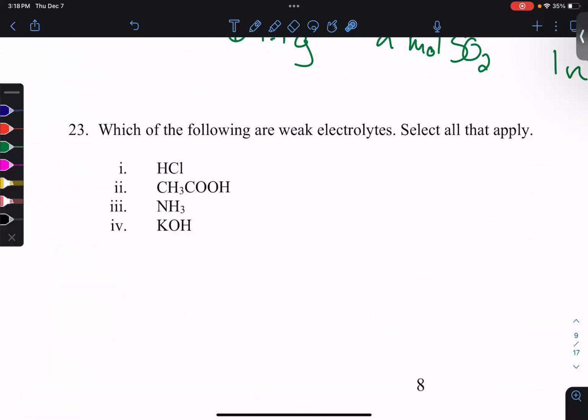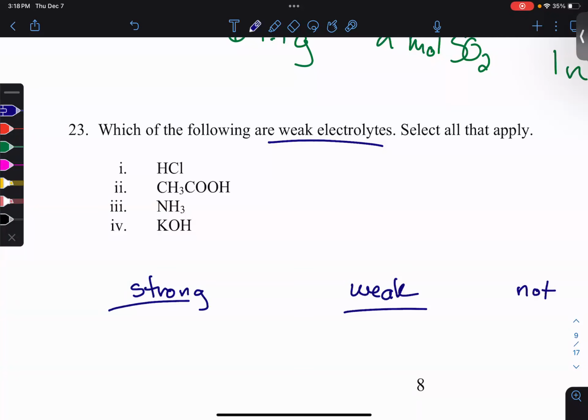Okay. Which are weak electrolytes? Weak electrolytes. Select all that apply. So weak electrolytes, do they conduct electricity? Yes, but do they do so strongly? No. So let's just go through all the rules. Strong electrolytes, weak electrolytes, non-electrolytes.